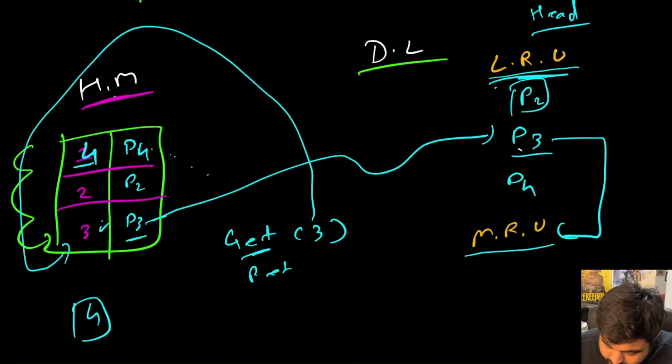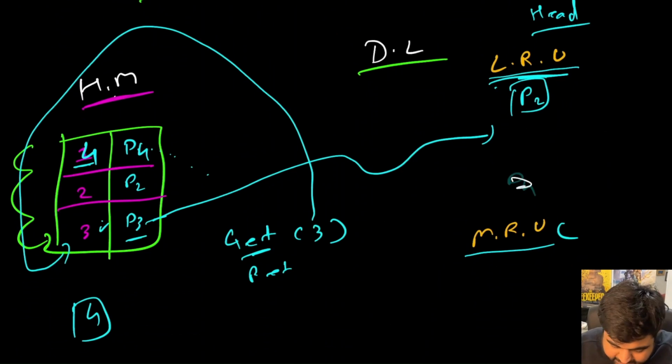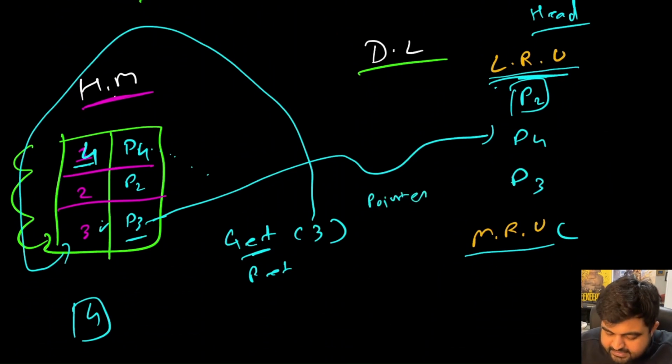So we are just going to use the same logic, and now in this case P4 becomes our second least recently used value, and P3 becomes the most recently used value, and we are able to find this value because we are using a pointer. So we are avoiding the scenario where we have to iterate over every single value inside the linked list, saving time.